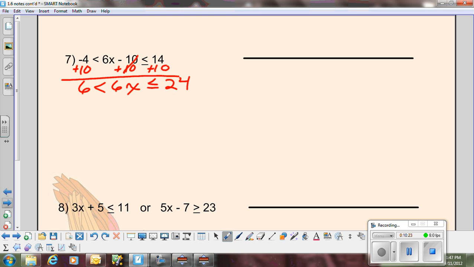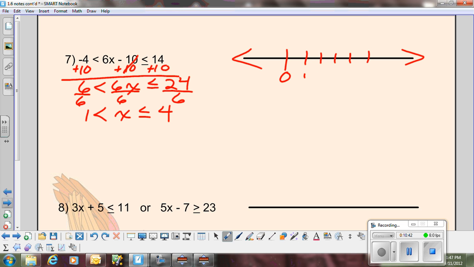Okay, does everybody see how that works? And then when you divide by 6, you have to do it in 3 different places. So I have 1 is less than x, which is less than or equal to 4, and then you know how to graph those. Open circle at 1, closed circle at 4, and you shade between the 2.